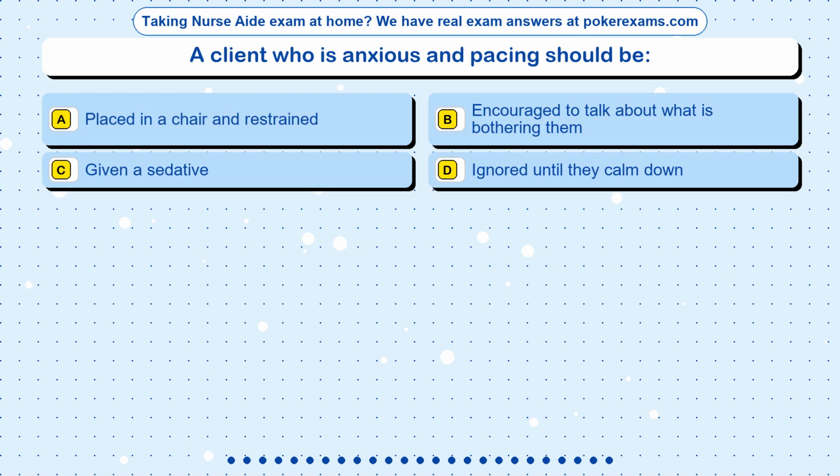Question 16. A client who is anxious and pacing should be: Option A, placed in a chair and restrained. Option B, encouraged to talk about what is bothering them. Option C, given a sedative. Option D, ignored until they calm down.